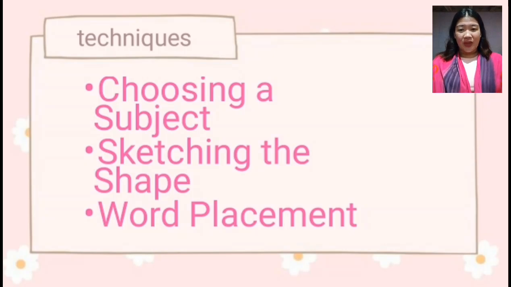First, let's start with choosing a subject. You need a subject that works well visually. Think about things that have a clear shape, like a tree, a heart, or even animals. You want a subject that you can easily represent with words.